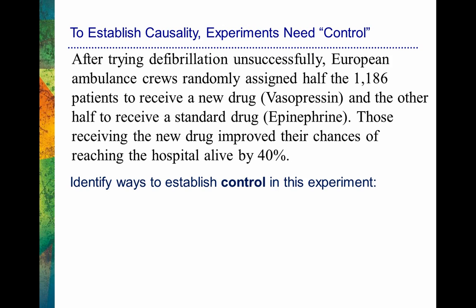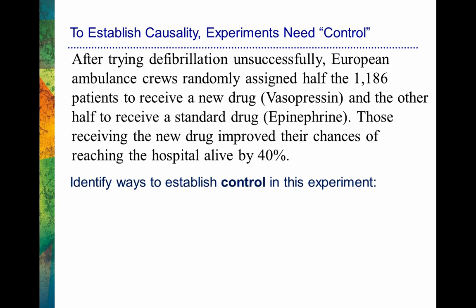Because in the end, if I find out that this new drug, vasopressin, improves chances of reaching the hospital alive by 40%, if I find that, I want to be able to say it's due to the vasopressin. Now remember, before I couldn't say that the low grades were due to the pot use because there are all these alternative explanations. That's not the case in this situation.